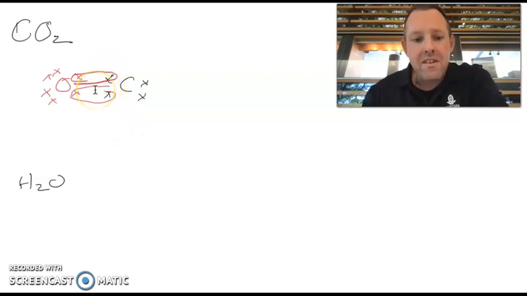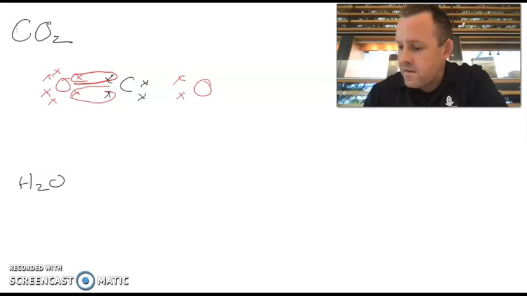It's not completely finished yet, because if you look at the carbon, it's only got 1, 2, 3, 4, 5, 6. So what will happen is another oxygen, because it's CO2, another oxygen is involved in this structure. It will have 1, 2, 3, 4, 5, 6 valence electrons. It too is going to share electrons with the carbon.